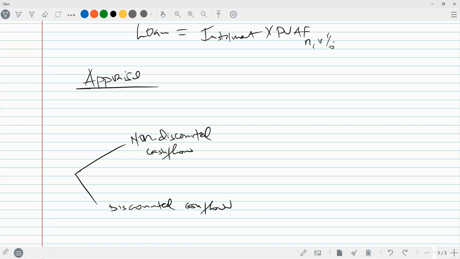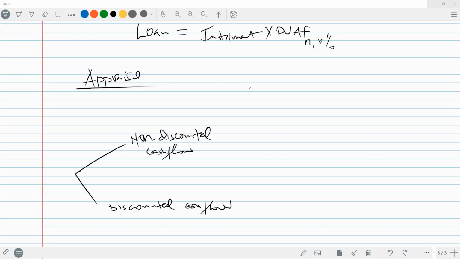The key distinction simply is discounting. In the case of discounted cash flow, the cash flows of the project are discounted. When it comes to appraisal, we need to discount all the cash flows of the projects. Therefore, the cash flows must be in present value terms.